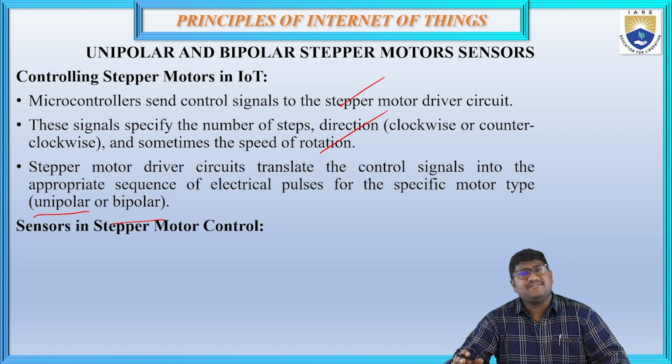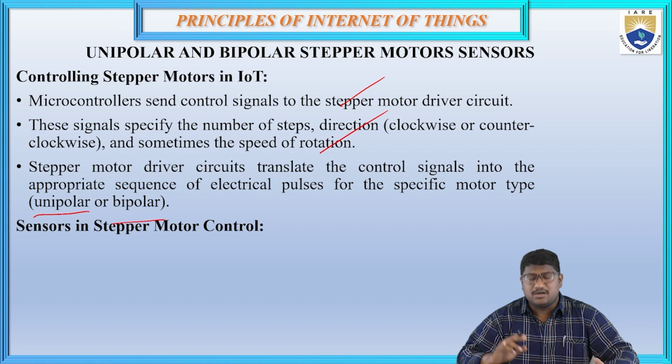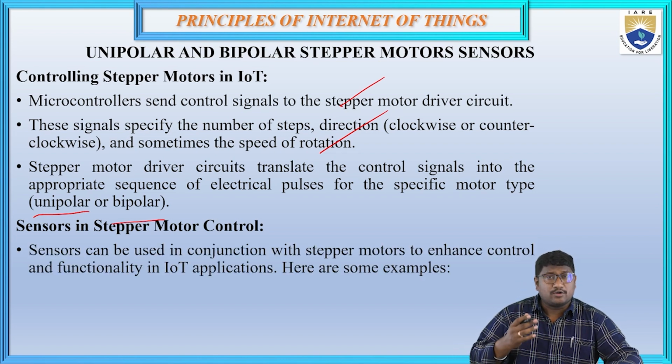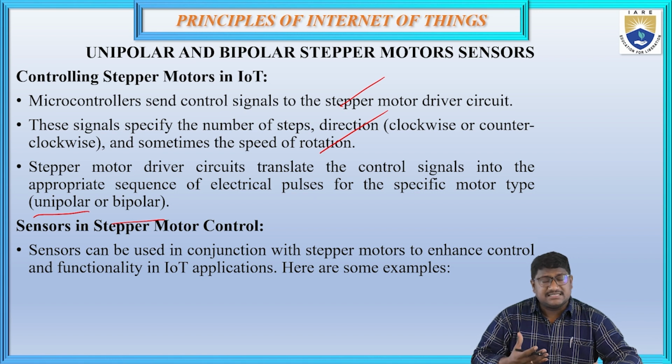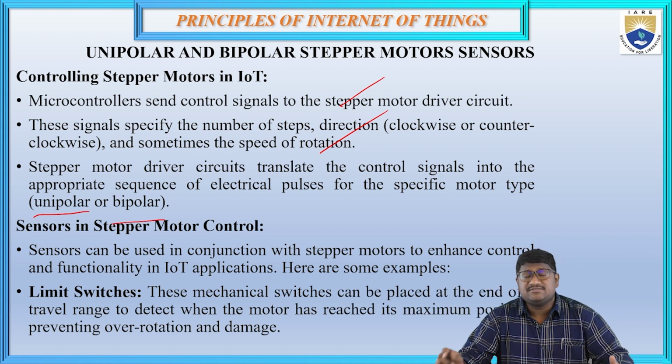And what are the different kinds of sensors present in stepper motor control? Have a look, guys. Sensors, as I already told you, are used in conjunction with stepper motors to enhance the control and the functionality in IoT applications. I will let you know with some examples. Limit switches are the best example where I am using sensors in stepper motor control.